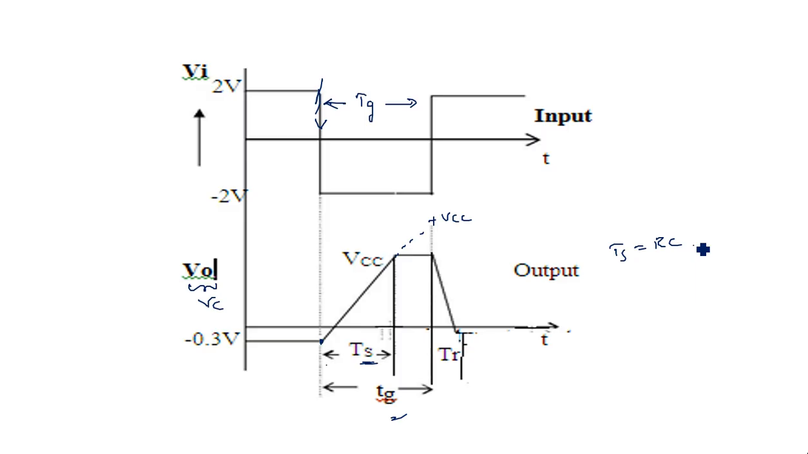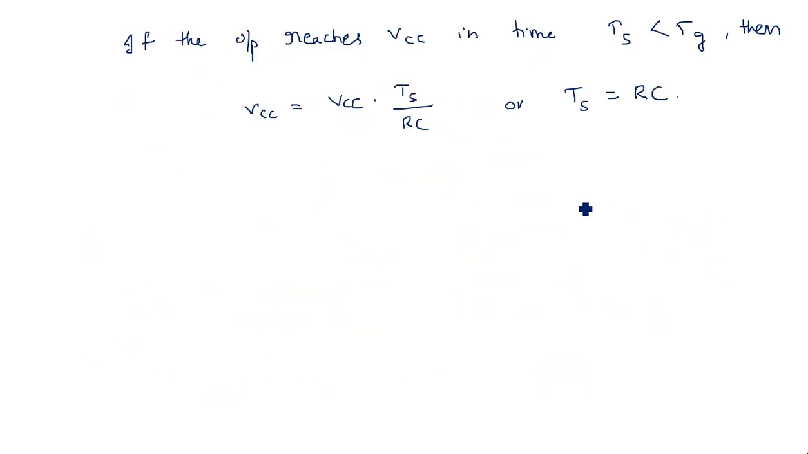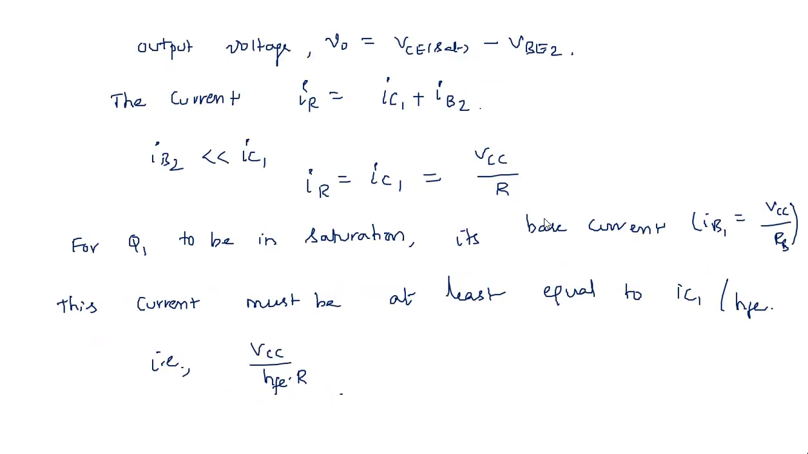So within the gating pulse, if it reaches the particular value, we can write Ts is equal to R into C, so that the sweep voltage Vs is equal to VCC into Tg by R into C. Whereas if the sweep amplitude Vs is less than VCC, then the maximum ramp voltage is given by Vs is equal to VCC into Tg by RC. So this is what we have discussed till now.